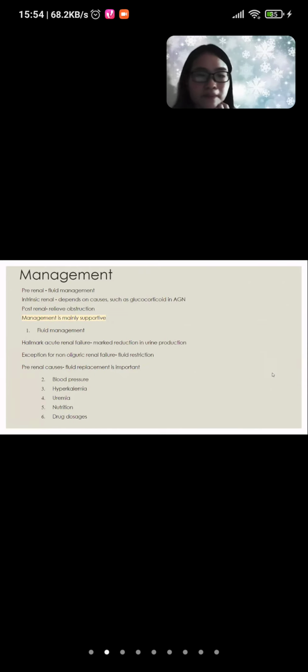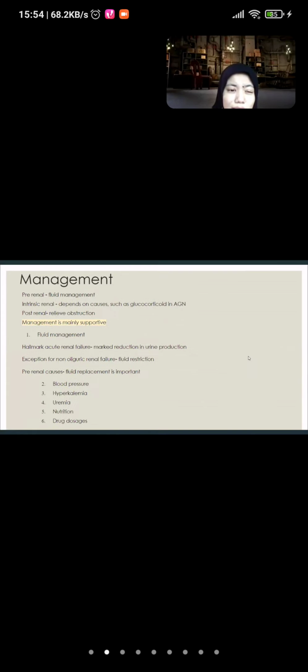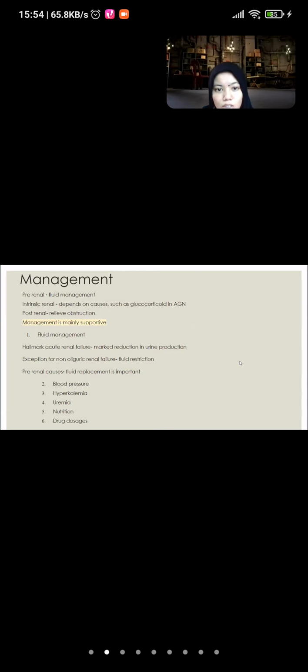Okay, so for management of renal failure, for pre-renal causes, we focus on fluid management as the cause is more to hypovolemia. And then for intrinsic renal, we depend on the causes, such as if it's acute glomerulonephritis, we give glucocorticoid. For post-renal causes, we aim to relieve the obstruction. So management in acute renal failure is mainly supportive.